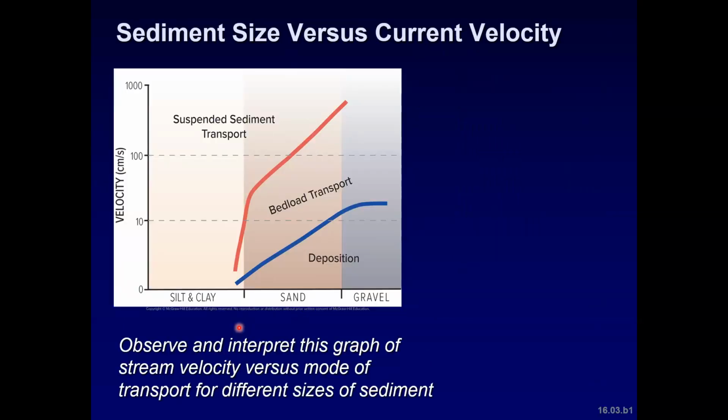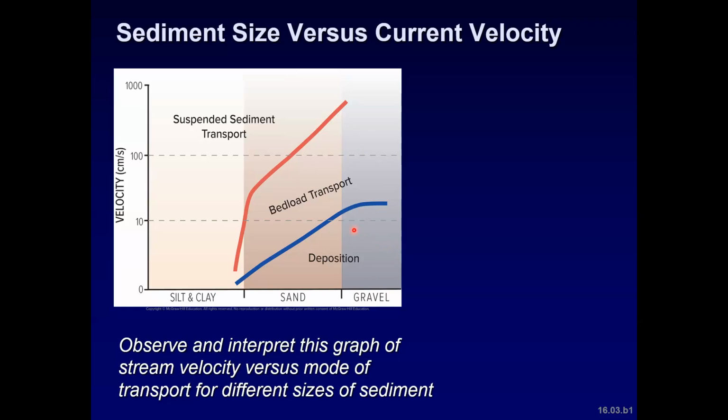Okay, so sediment size versus current velocity. We have velocity here, and then sediment size, silt and clay here, then sand and gravel. The silt and clay is the lightest. Of course, it's mostly going to be suspended sediment. It's transported. The bed load is going to be maybe a little bit of silt and clay, but mostly sand and a little bit of gravel. And then what's deposited, the heaviest stuff, under low velocity especially, is going to be sand and gravel.